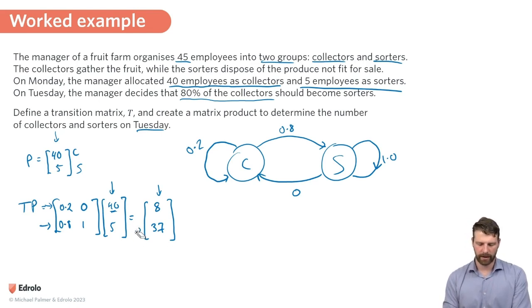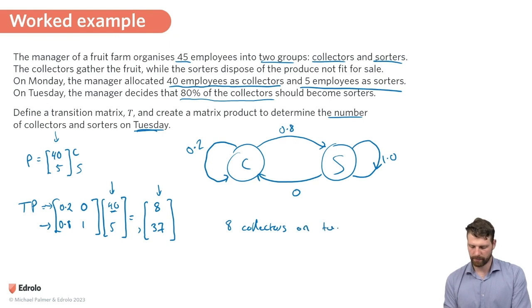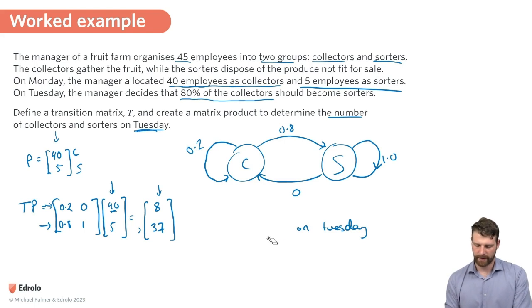Just reading back, what did the question want me to do? Find the number of collectors and sorters on Tuesday. Well, that's 8 collectors on Tuesday. Maybe I should say 8 collectors and 37 sorters.